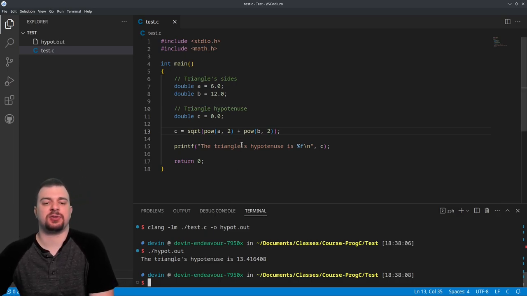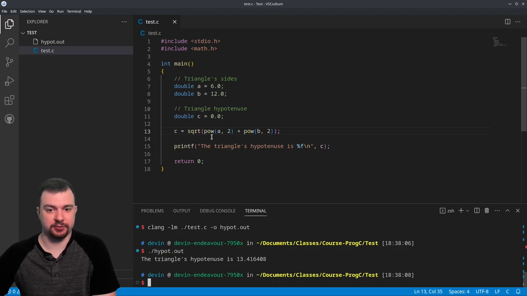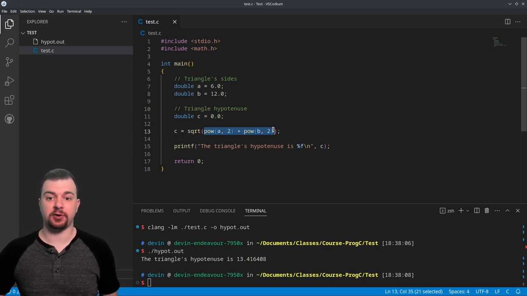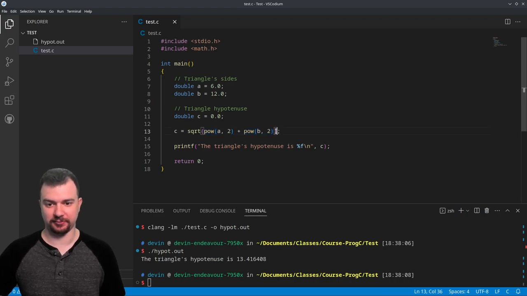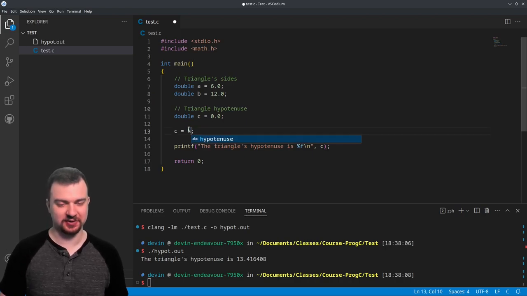Now, it's really funny because this is exactly the algorithm we want to do. We need a squared plus b squared equals c squared. So we add a squared and b squared together, we get the square root of that result, and that's the Pythagorean theorem. So that's our algorithm. However, the math library can do just a bit more for us.